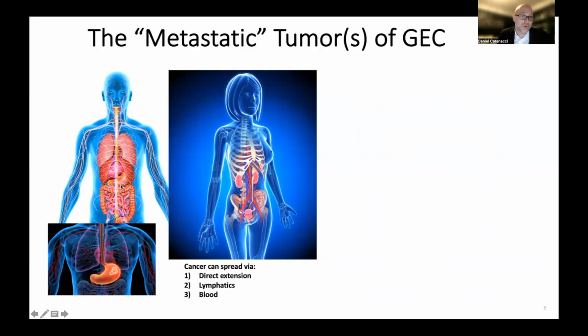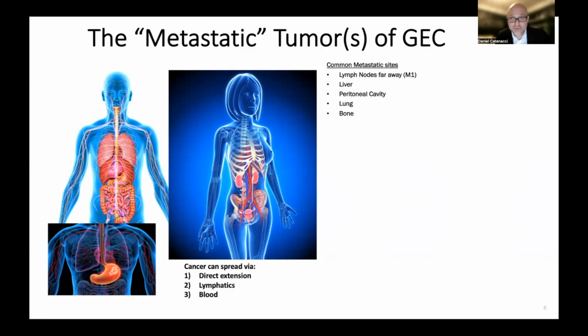In addition to, of course, the most common location, which would be regional lymph nodes nearby where the cancer started. And the final way that cancer can spread is through the bloodstream, which is denoted in the red piping system here. So it can be one or all of these mechanisms that it can spread.